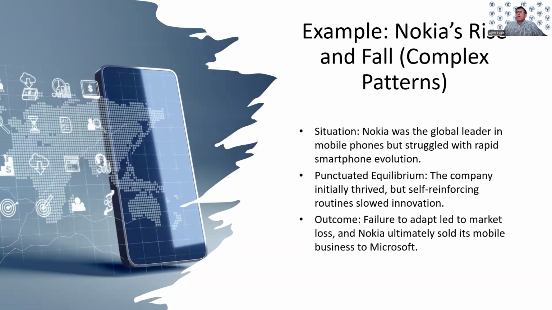Nokia's rise and fall was also a classic example illustrating the dynamics of punctuated equilibrium, a period of dominance followed by stagnation and eventual disruption. Their self-reinforcing success created complacency, preventing it from fully embracing smartphones. The shift from hardware-centric phones to software-driven ecosystems like iOS and Android caught Nokia off guard.